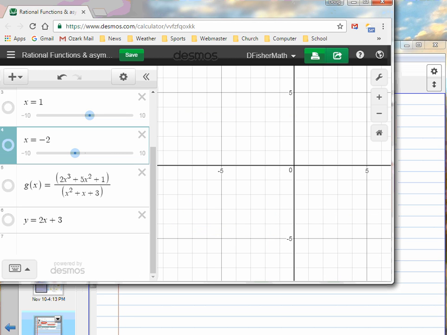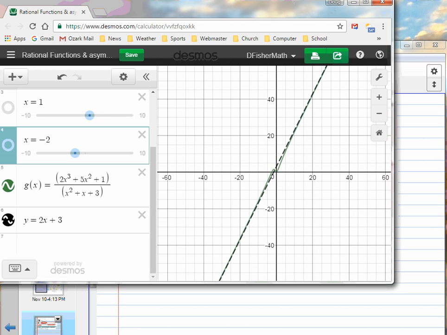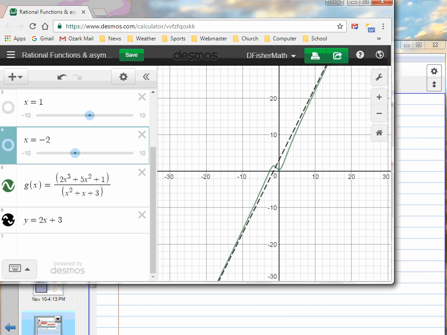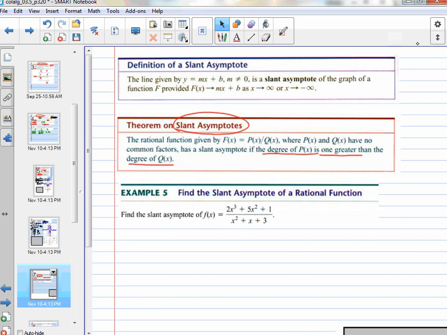This equation right here has a slant asymptote. The equation of that slant asymptote is right here. Y equals 2x plus 3. If I zoomed out too much, notice we're approaching that line on both ends. We're approaching that slant line. So how do I get that slant asymptote? As my x's approach infinity, I approach some slanted line. Notice they put it mx plus b. There's some line that I approach.